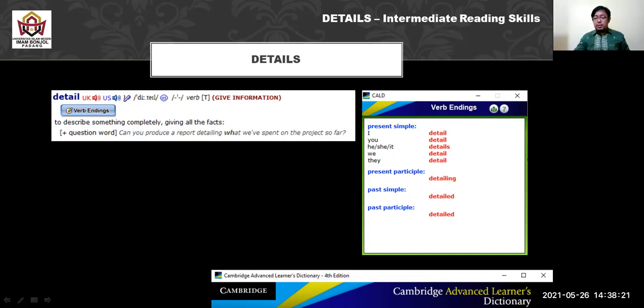So it depends on how you use the word detail. If it means that you want to show it already happened in the past, then you can use past simple or past participle. Meanwhile, past participle detail means that it has happened throughout different places. Okay.